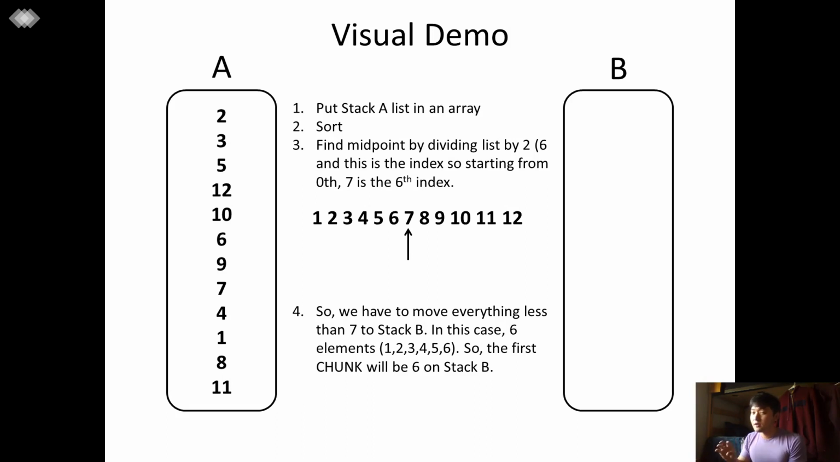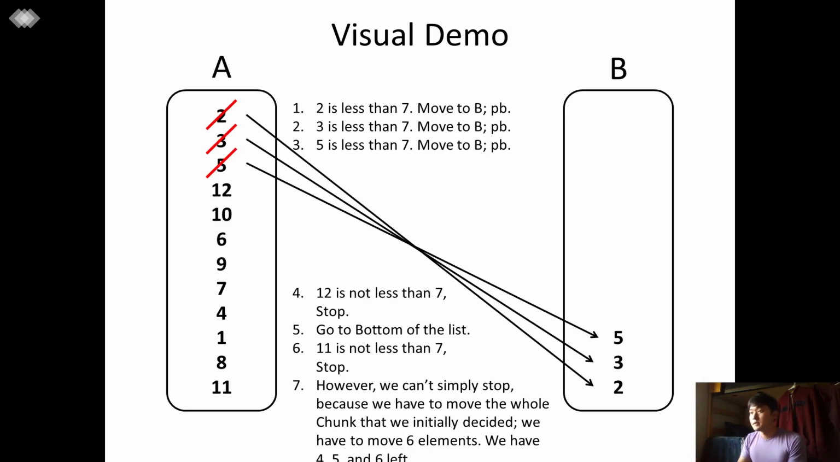I'm going to call that the first chunk. You'll see. So 2, 3, 5 was luckily less than 7, so we just use PB to send everything to B. And then 12 is not less than 7, so we stop there. And then we go to the very bottom and check if that is less than 7. If this were less than 7, then we would use RRA and then just use PB to send it. But in this case, it's not.